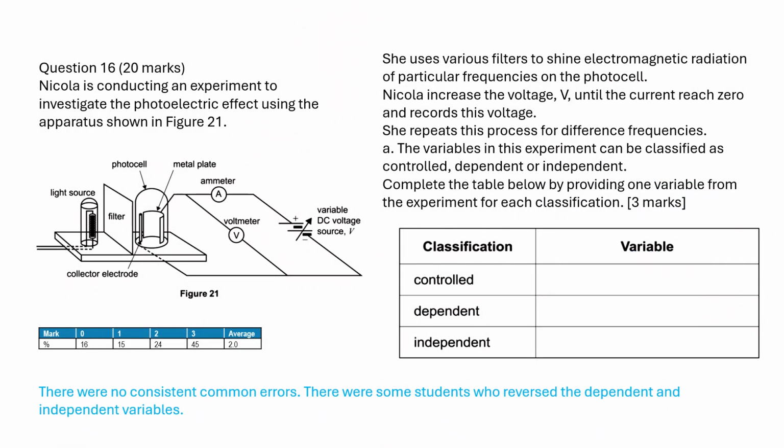In an experiment on the photoelectric effect, Nicola uses a photocell and different frequency filters for electromagnetic radiation. For each chosen frequency, she systematically increases the voltage until the current stops, recording this stopping voltage. Throughout this process, the frequency, or wavelength, acts as the independent variable, the recorded voltage is the dependent variable, and factors such as the light source, its intensity, and the type of metal plate are kept constant as controlled variables.